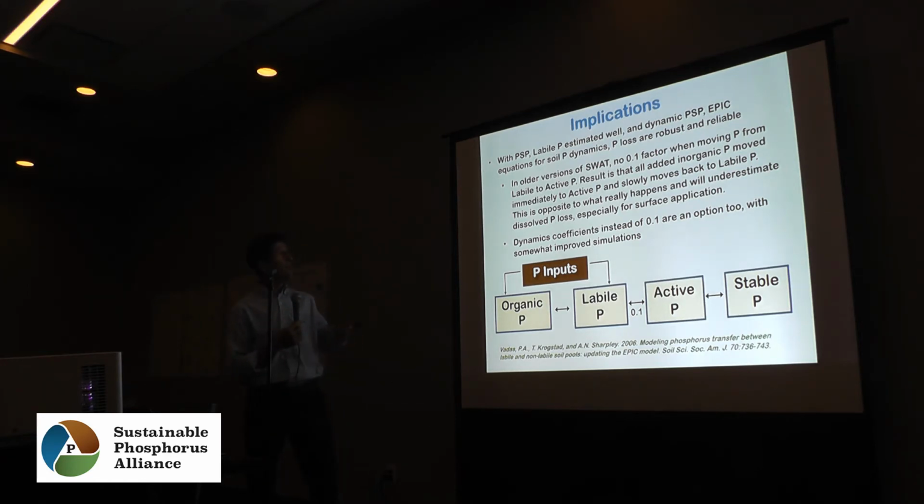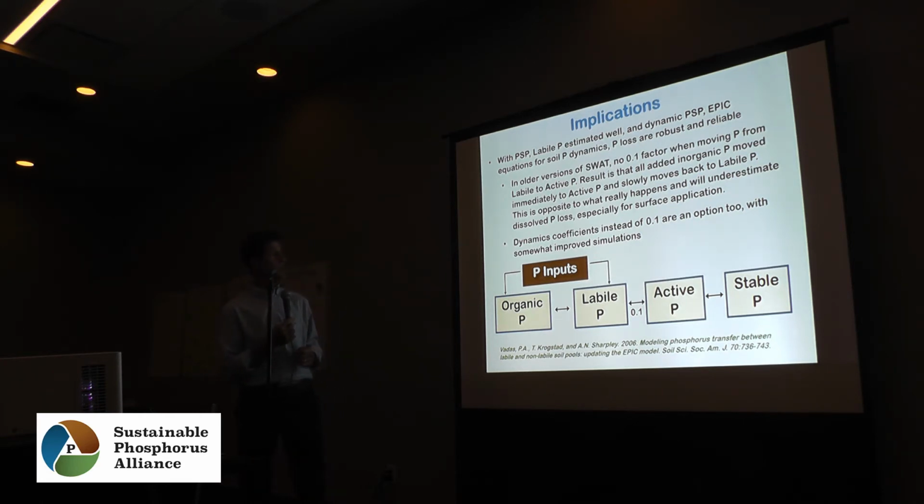So, repeating here, with our model initialized well, if we get a dynamic soil P in the model, I think the equations, as I said, are really robust and reliable for estimating how much phosphorus is going to be moving with our runoff or erosion.